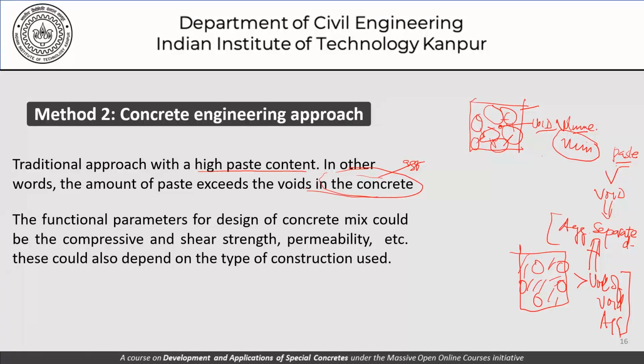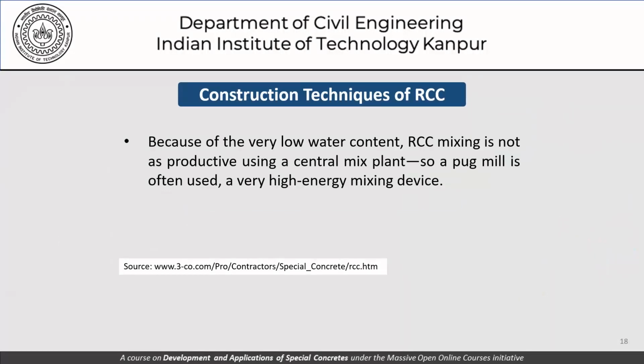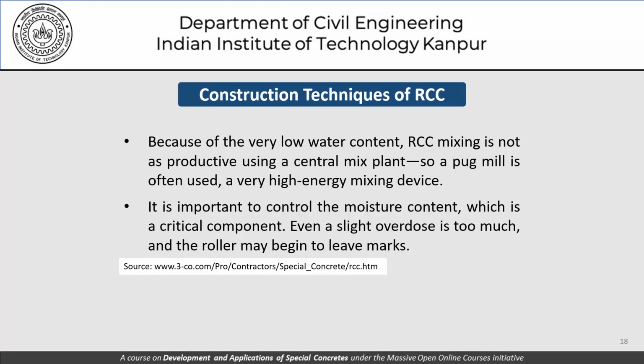The functional parameters for the design of concrete strength could be compressive or shear strength, permeability, and so on, and that obviously would depend on the type of construction, the kind of target structure, and so on. Because of the very low water content, RCC mixing is not as productive using a central mix plant, so a pug mill is often used, and that's a very high energy mixing device. It's important to control the moisture content, which is a critical component. Even a slight overdose is too much, and the roller may begin to leave marks.